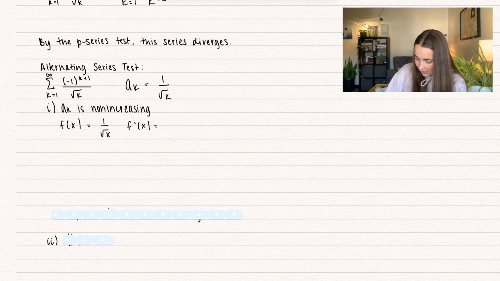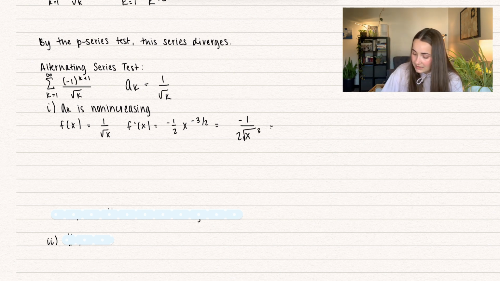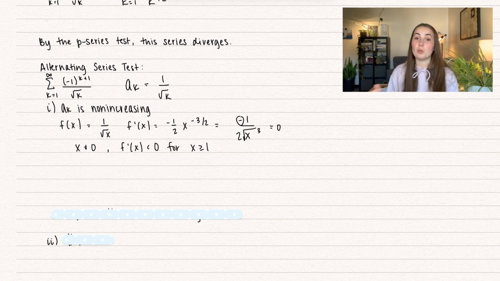So this is going to be what? -1/2 x to the -3/2. That's going to be -1 over 2 times the square root of x to the power of 3. When we set this equal to 0 and solve for critical values, there's only one, x cannot be equal to 0, but that's okay because our series starts at 1 going to infinity, so it doesn't include 0. Also, no matter what number we plug in for x greater than or equal to 1, f prime of x is always going to be negative, so it is less than 0 for x values greater than or equal to 1.